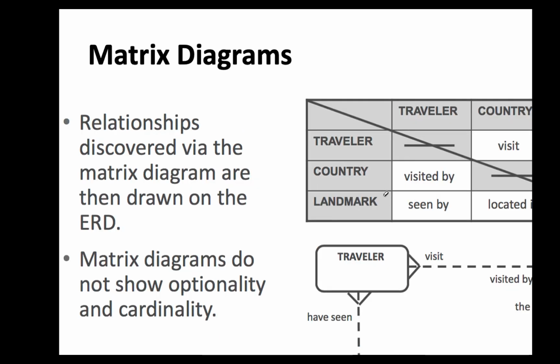So from this, we can simply make an ERD in this way. Like we have 3 entities: traveler, country, landmark. Okay, and so traveler has seen, and in this way we can simply add the optionality and cardinality. Again, we have so many many-to-many relationships. It means that we have to resolve this later on. Okay.